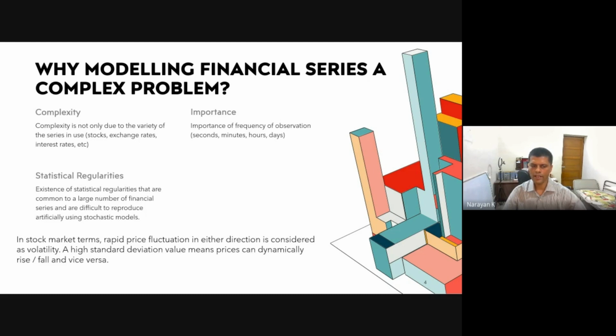In stock market terms, a rapid price fluctuation in either direction is considered volatility. A high standard deviation value means the prices can dynamically rise or fall. You would have seen some stocks which are highly volatile, such as Adani Enterprises, but there are certain stocks such as Hindustan Unilever which are less volatile. It means you can expect a sudden spike in the price, either upward or downward, for highly volatile stocks such as Adani Enterprises and Z Limited.